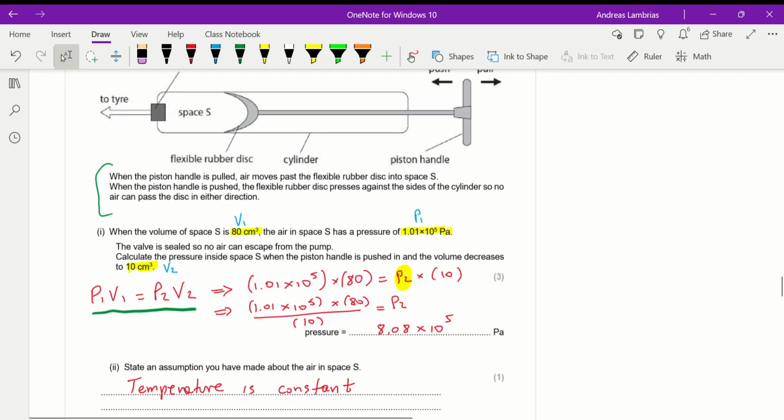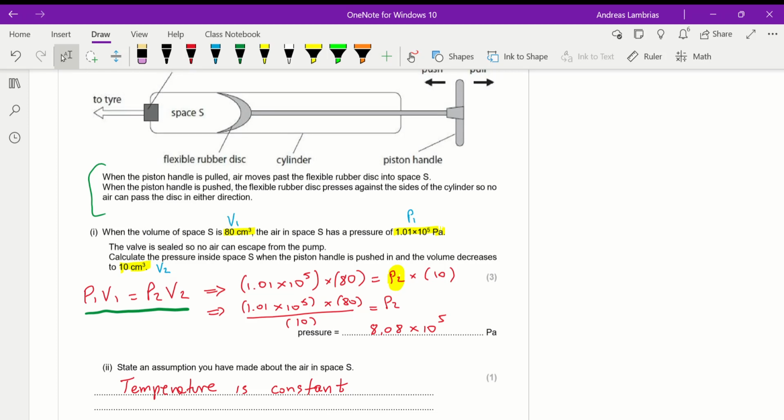And the second part is asking us to state an assumption. So if you remember, in order for Boyle's law to apply, the temperature has to be constant. We have three quantities that are changing when we have gases, and for Boyle's law, the temperature has to be constant. So temperature is cancelled out, therefore it's P times V that has to be a constant.